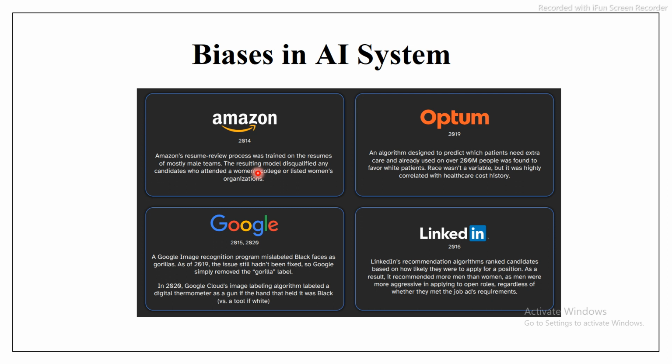The second one was Optum, an algorithm designed to predict which patients need extra care, already used on over 200 million people, which was found to favor white patients. Race wasn't a variable, but it was highly correlated with healthcare cost history. So in the training data set, it was the cost history that was the biased variable, the biased input feature. Due to this bias in the training data set, Optum had a problem.